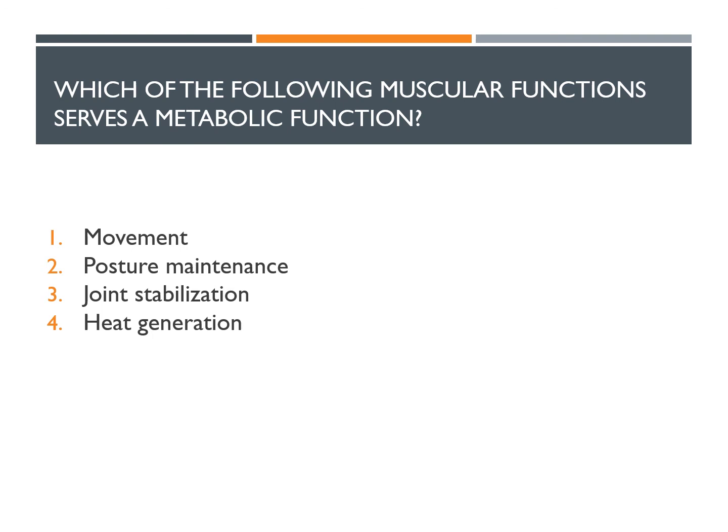Which of the following muscular functions serves a metabolic function? Remember, metabolism refers to chemical reactions that happen in a cell. Would that be movement, posture maintenance, joint stabilization, or heat generation? Which of these is the result of a chemical reaction? Heat generation, that's right. When your muscle cells break down ATP to cause movement, they also release a little bit of heat, and that heat helps to raise our body temperature.